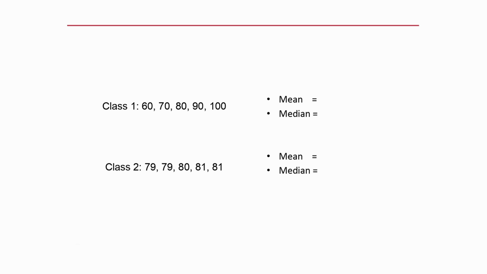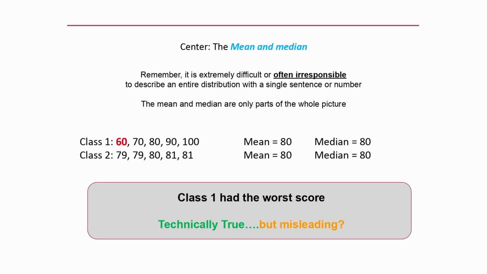Now we haven't gone into the details for outliers, but none of these observations stand away from their distributions all that much. So all we have left is center. Now if you worked ahead, you might have already found the mean and median for both of these classes, and you would have found that they are exactly the same. And not only are they the same for both classes, the mean and the median are also the same. They are all 80.